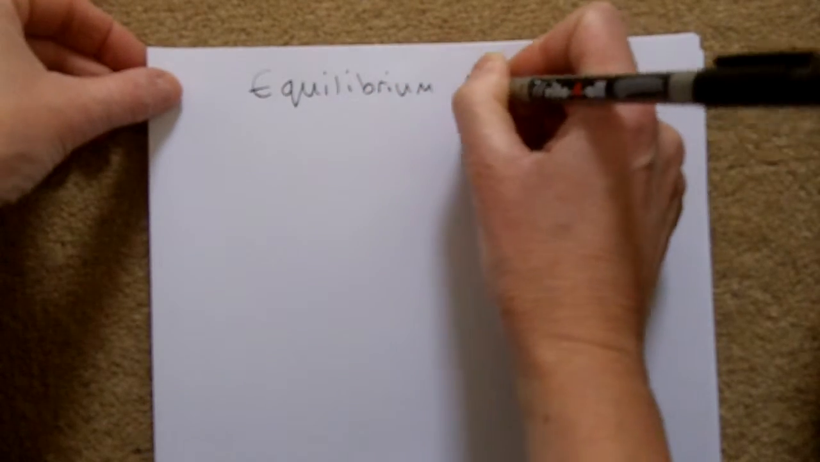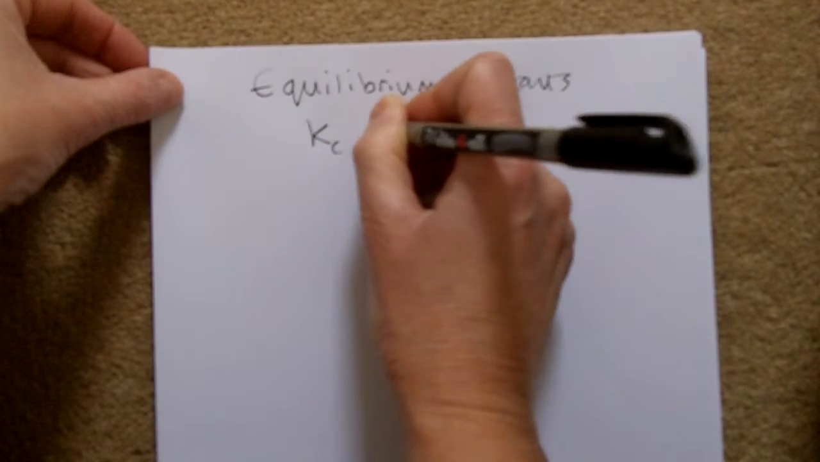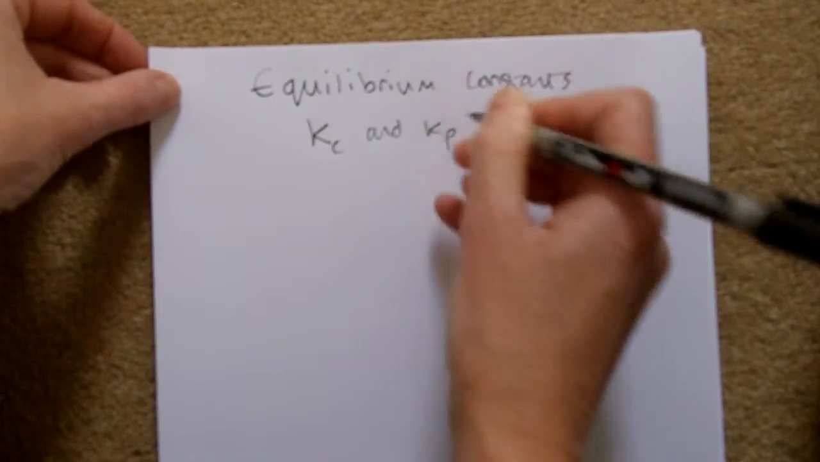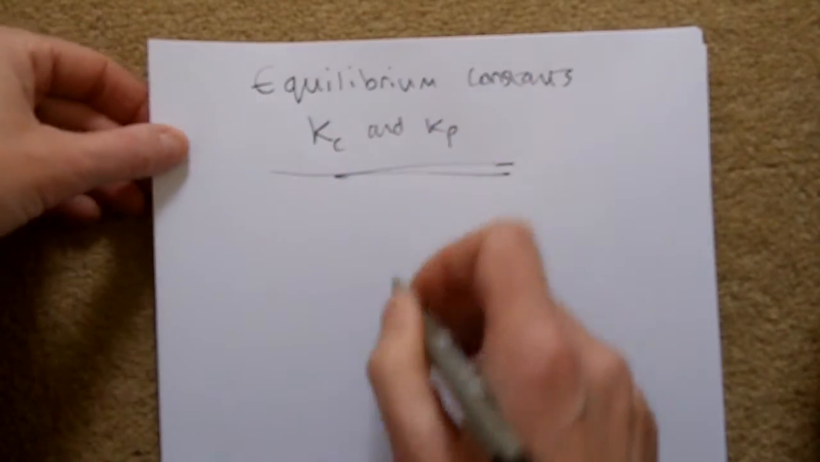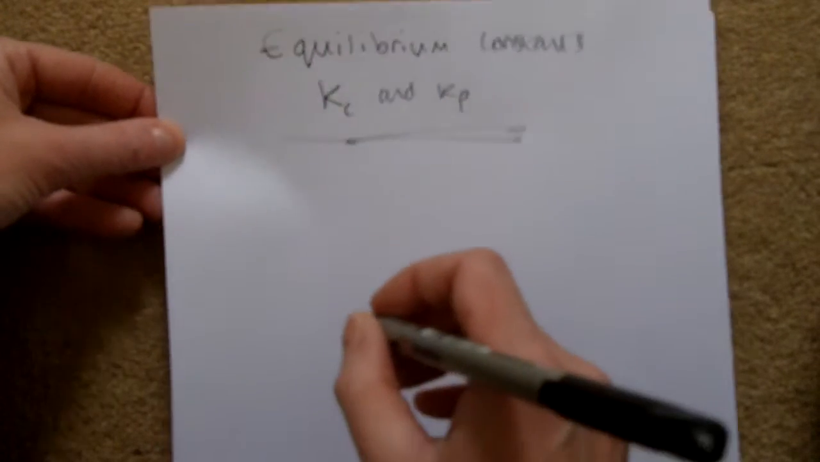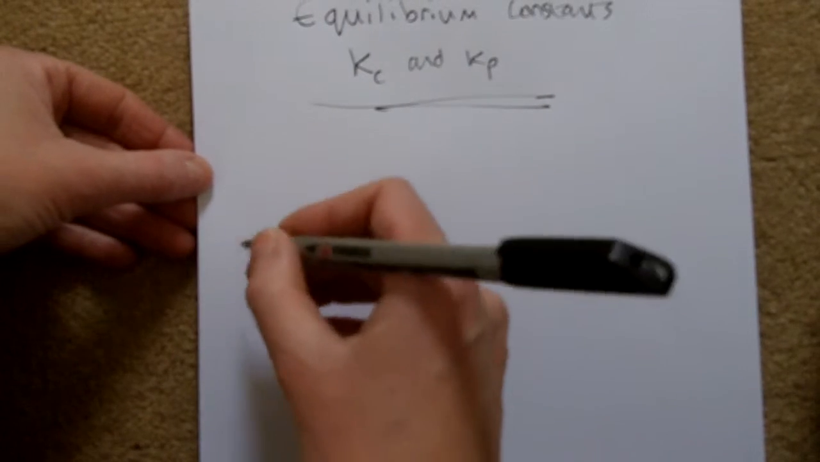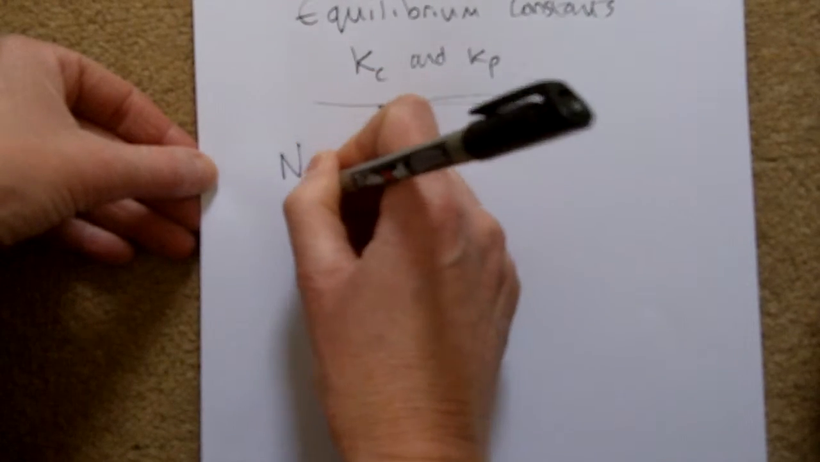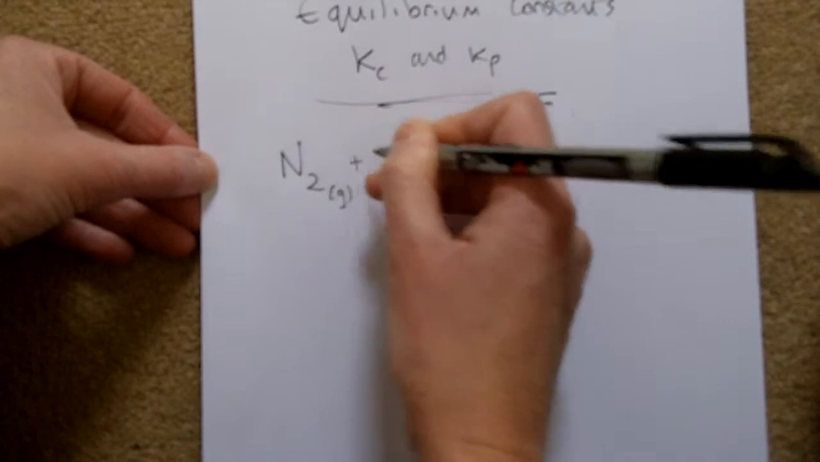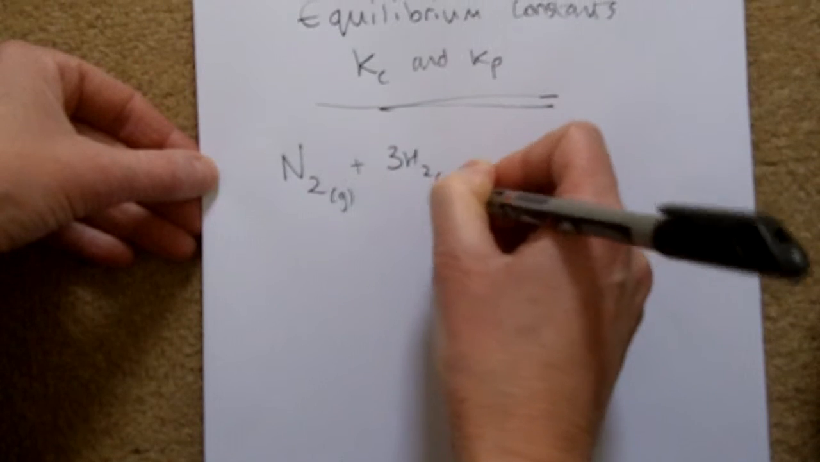Okay, equilibrium constants Kc and Kp, they're capitals. Okay, equilibrium constants Kc and Kp. Right, so if you take a reaction which is in equilibrium, for example, the Haber process, the Haber process is a good example.